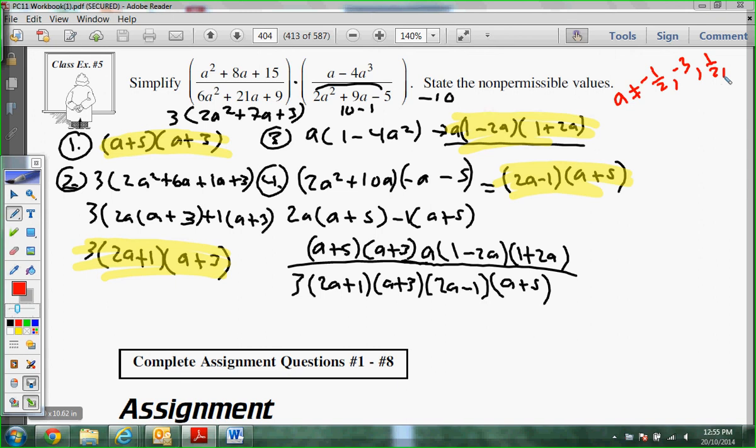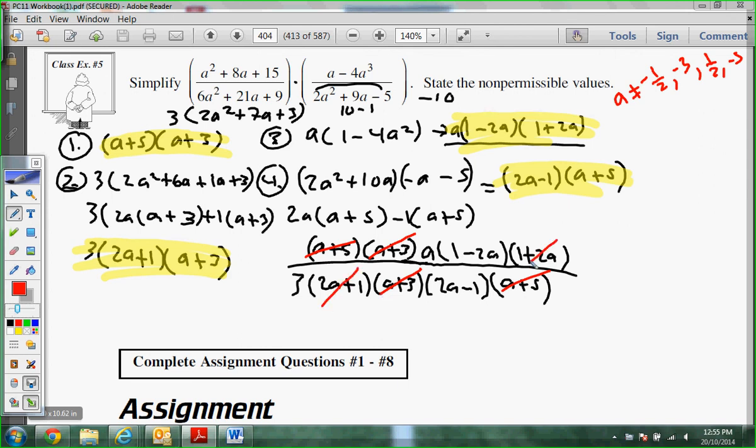And let's see. Gabby, you can do this one. What's the opposite of positive 5? You got it. Negative 5. All right, so there's your non-permissibles. Good. All right, so now it's canceled. So I have a plus 5s that go away. I have a plus 3s that go away. Okay, is 2a plus 1 and 1 plus 2a the same thing? Okay, so those go away.